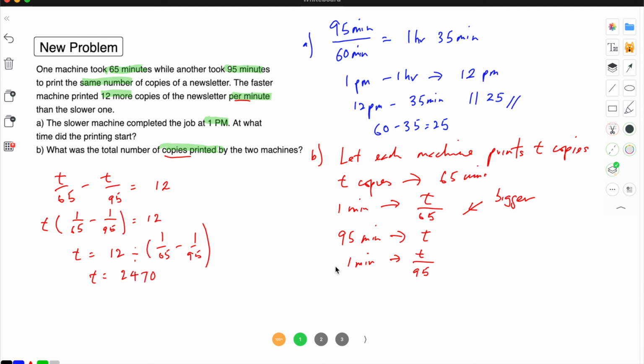2470. But that is not the final answer, because the question asks for the total number, and T is only the copies printed by each machine, so we have to multiply that by 2. So 2470 multiplied by 2 will give us 4940. So that's the final answer for part B.